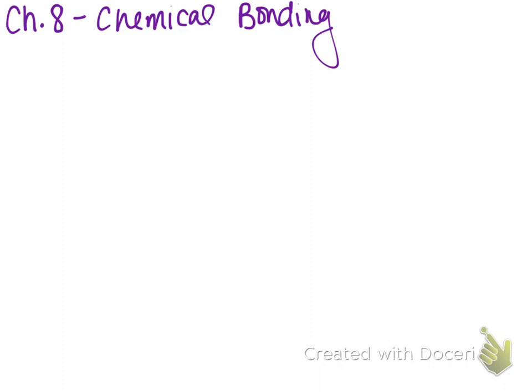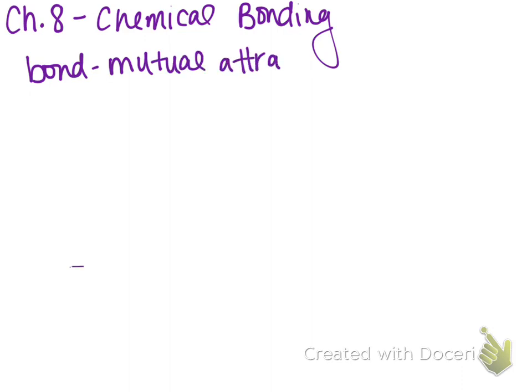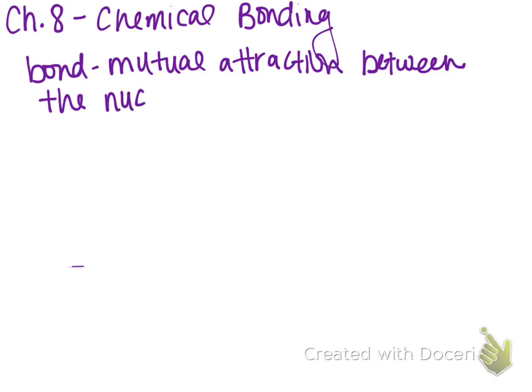Anybody? Yeah, go. Two atoms that are bonded together. So a bond or a chemical bond is a mutual attraction. That's important. Mutual attraction between the nuclei and valence electrons, right? You're going to see me abbreviate valence electrons like that a lot because I don't have time to write out the whole thing. Okay. Of different atoms.